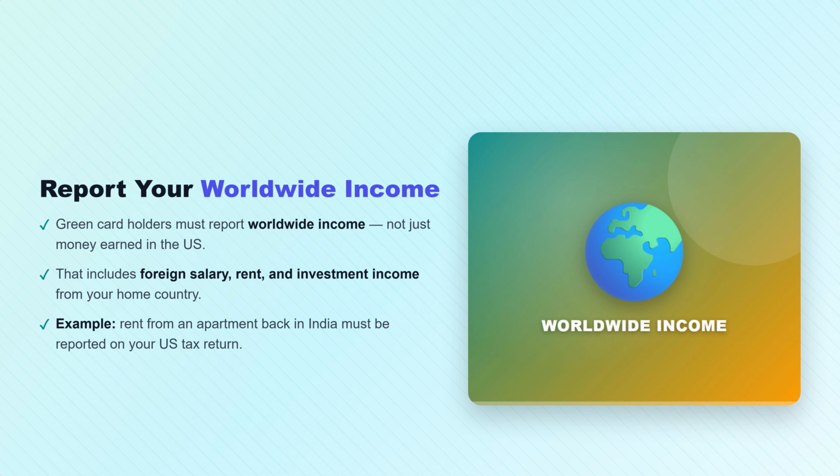And here is a very important green card rule. You must report your worldwide income. That means not just the money you earn in the U.S., but income from everywhere. It includes foreign salary, rent, and investment income from your home country. For example, if you own an apartment back in India and earn rent on it, that rent must be reported on your U.S. tax return. This surprises many new green card holders.